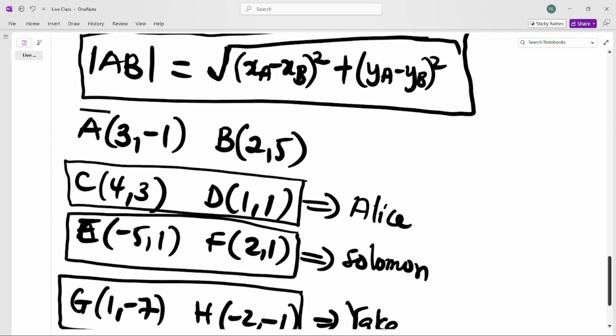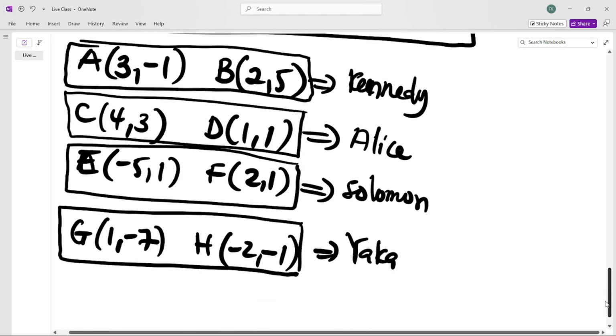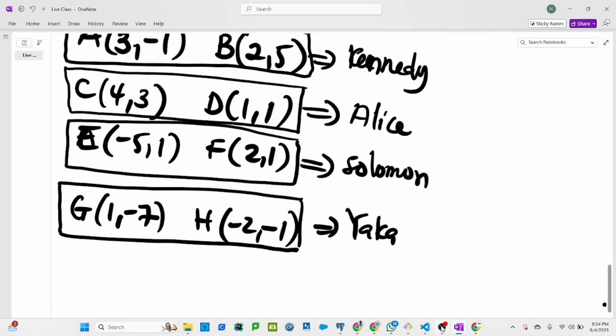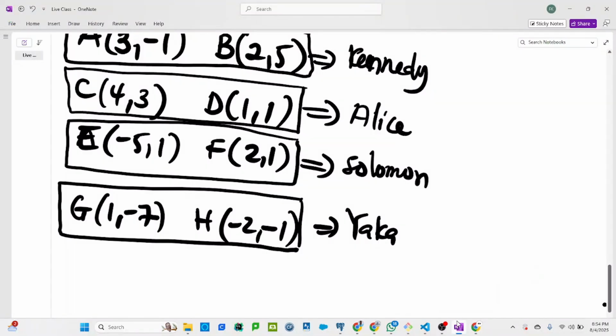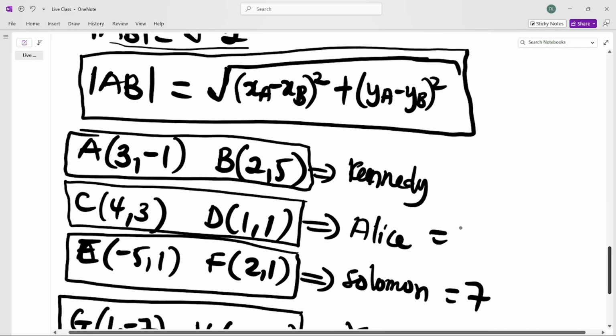One minus one is zero, zero squared is zero. This is minus two. Whoever is ready, let's see. Someone has seven. Solomon has 7. Okay, Solomon said he has 7. What about you? Sir, I got 13.